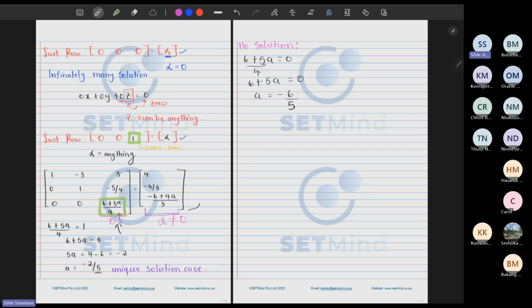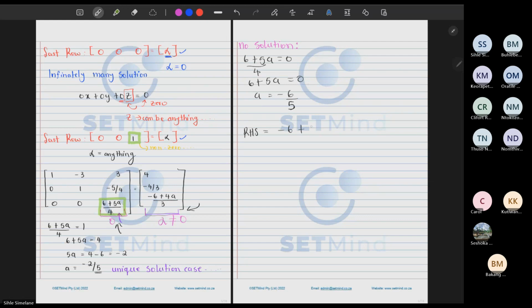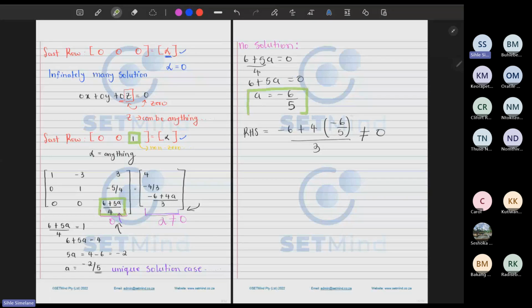So I have now made that 0. I need to check if that right-hand side will be non-zero for this a value. So I'm looking at the right-hand side. It will be negative 6 plus 4 into negative 6 over 5, divided by 3. And as you can see, this is a non-zero value. So for a no solution case, we would need to have a equal to that. And then achieving an infinitely many solution case here would not be possible. Do we have anyone who is confused here?